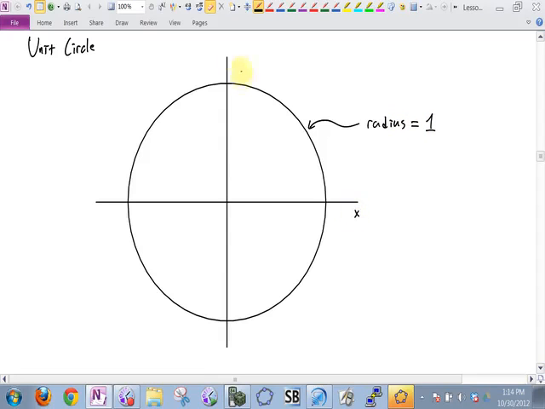And this is your x-axis, this is your y-axis. This is quadrant 1, this is quadrant 2, quadrant 3, quadrant 4. Okay, so that's your unit circle.